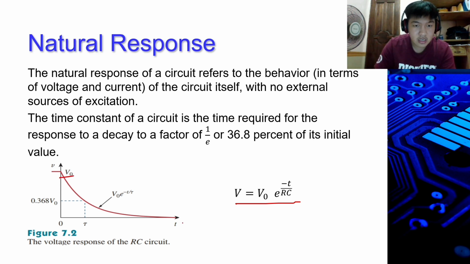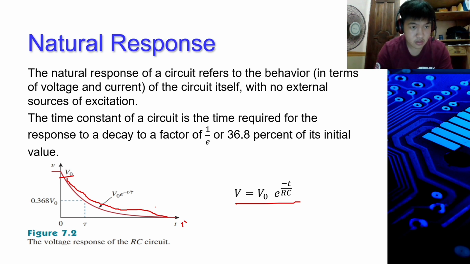as t increases up to positive infinity, or greater than 0, it slowly decays, or the voltage level decreases, and then the rate at which the voltage decreases is based on tau, or the time constant of the circuit.